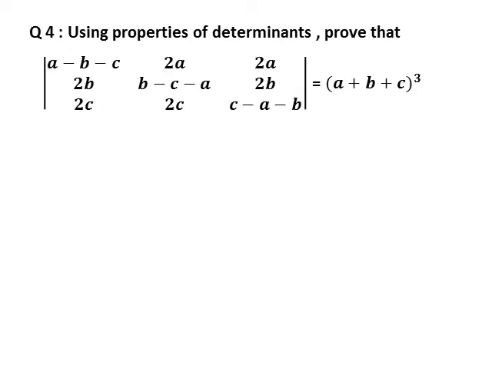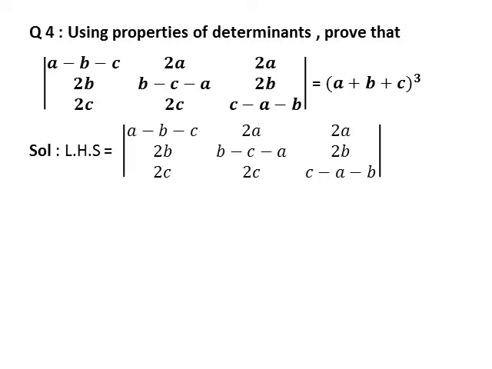Take one more question. In this question, we have to prove that value of third order determinant is equal to a plus b plus c whole cube. Let's start with left hand side. In this determinant, nothing is common from any row or column. Even all the elements of any row or column are not 1. So these two options are ruled out.